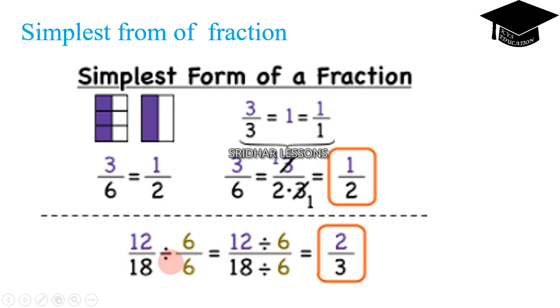By cancellation again, this is called the simplest form, meaning it will not cancel further. Till that form we are going to cancel the fraction. 3 goes in 6 2 times, so 1 by 2, and 6 goes in 12 2 times, and in 18 3 times, so 2 by 3. This is called the simplest form of a fraction.